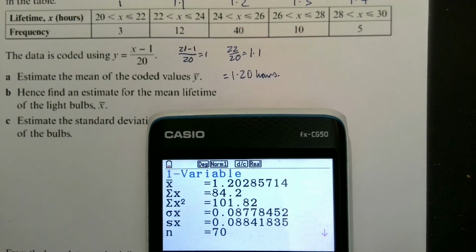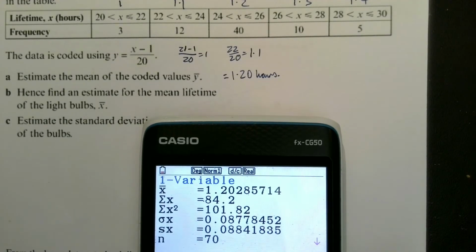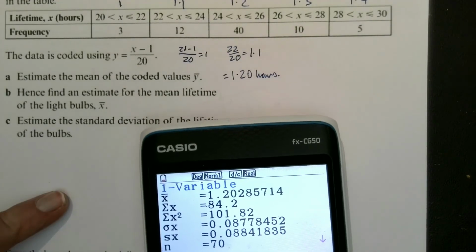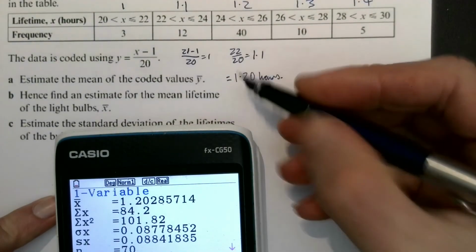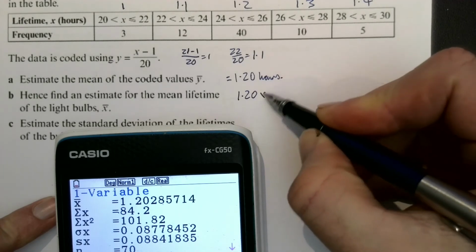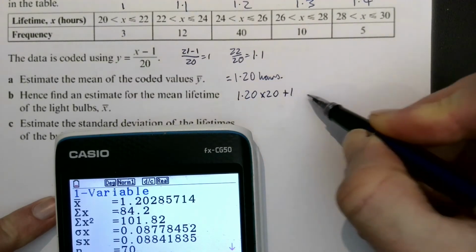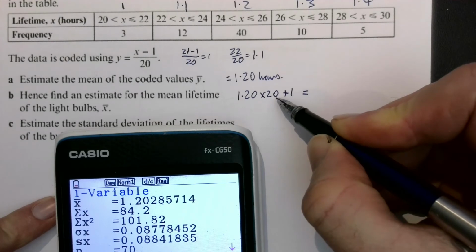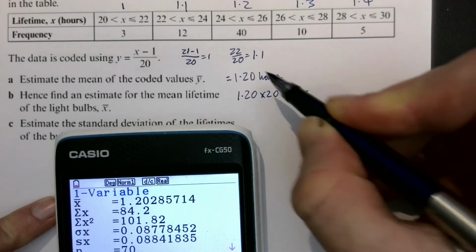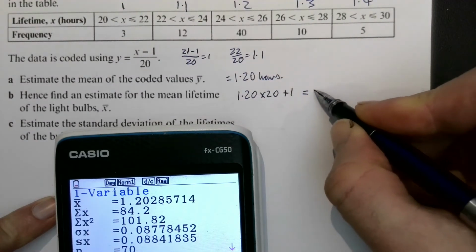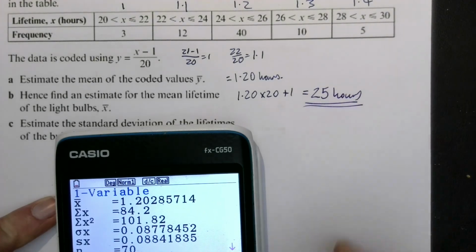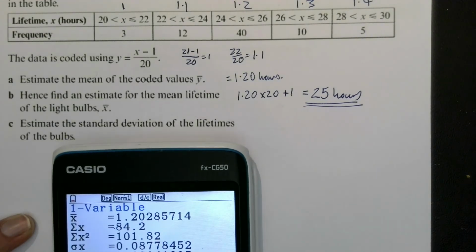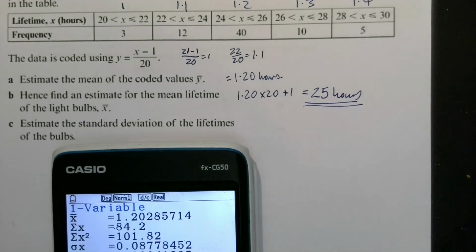Hence, find an estimate for the mean lifetime of the light bulbs. So, the mean lifetime, what we need to do is we need to reverse this process, don't we? So 1.20 times 20 and then add 1. Well, if you times it by 20, you get back to 24, don't you? Add 1 is 25 hours, which means all we've got left to do is the standard deviation of the lifetimes of the bulbs.